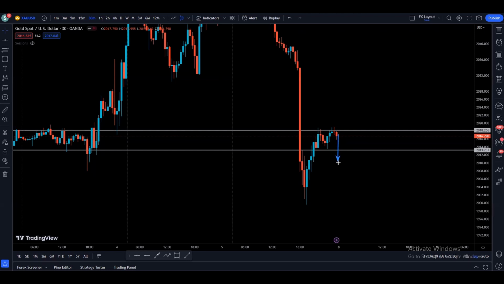In the same way, if we get a 30-minute to 1-hour candle close below the support, then there is a pretty high probability the price is going to come down and retest the previous low created by the price. So that is something we see on the 30-minute time frame on the gold. So that's it about the gold. Now let's go to GJ.